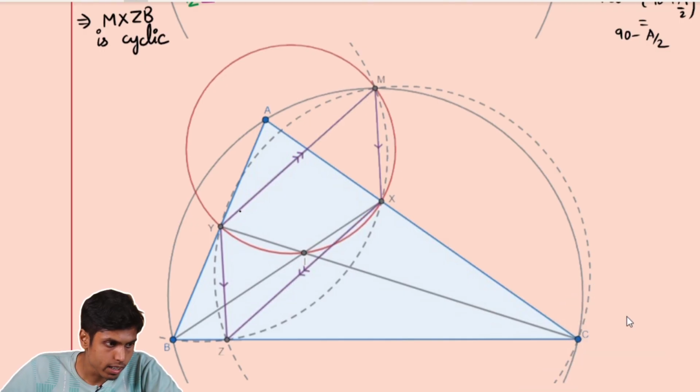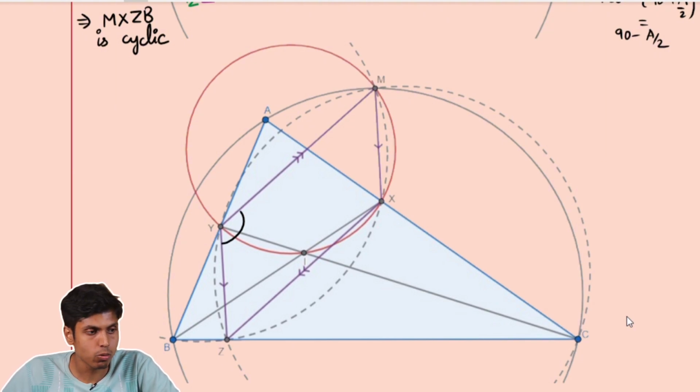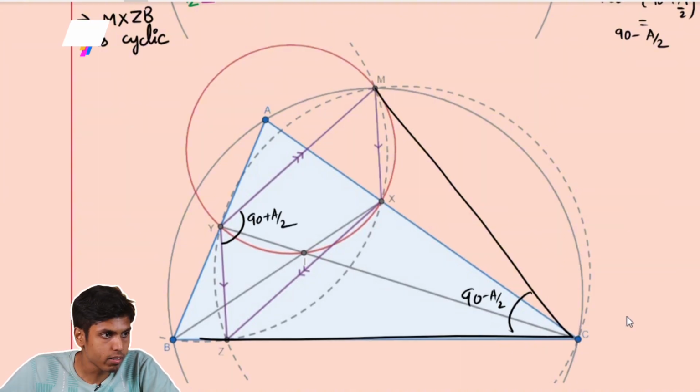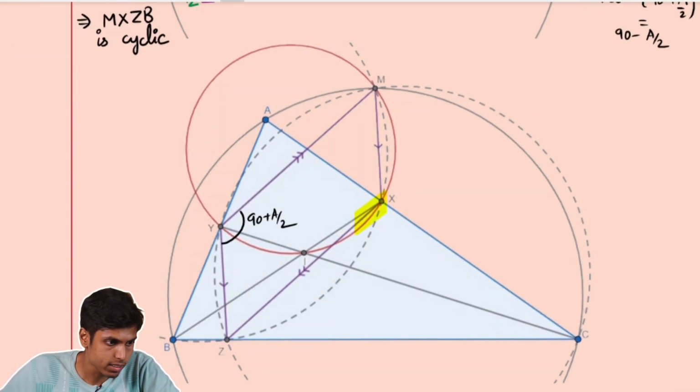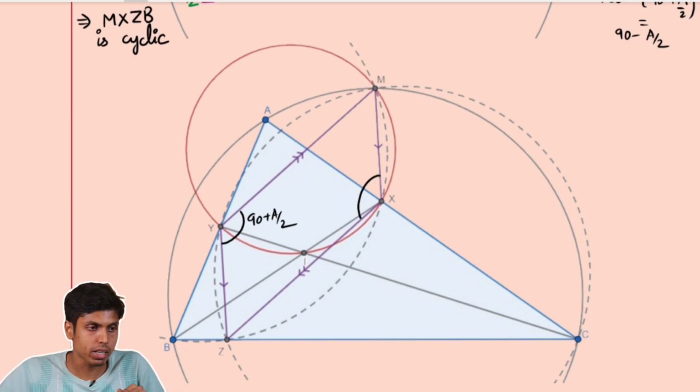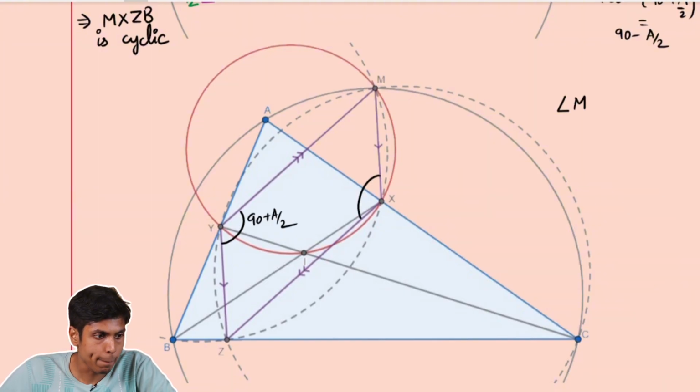Let's think about this angle MYZ. I know that MYZC or MCZY is a cyclic quadrilateral. With MCZ being 90 minus A/2, therefore MYZ would be 90 plus A/2. And then let's chase the angle XZY, this one, XZY. Angle XZY would be 180 minus angle ZXM, because we assumed YZ and MX are parallel. So let's try to find angle MXZ.